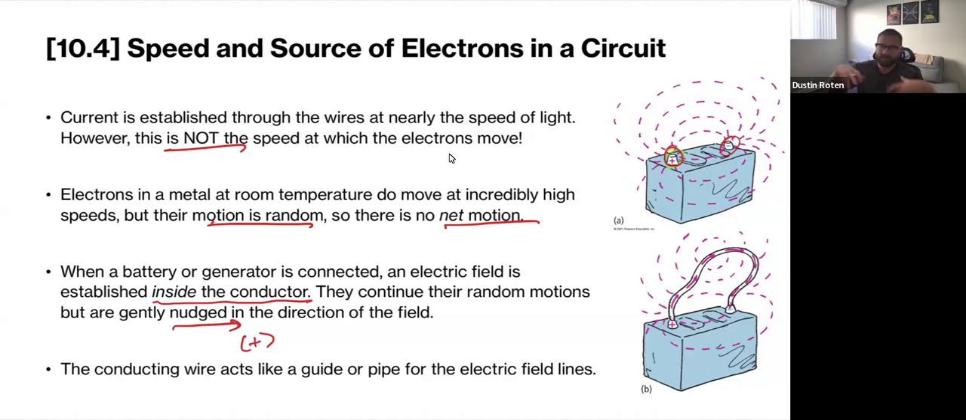So essentially, just like the hallway example that we talked about with resistance, the conducting wire acts like a guide or a pipe for the electric field lines. So when you actually connect terminals, in this case on your battery here, the conducting wire, the metal wire, acts like your guide for those electrons. Notice that it actually changes the electric field lines.